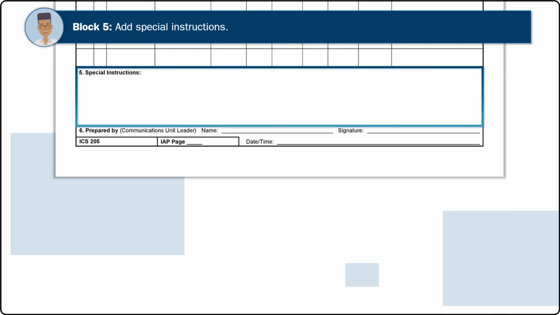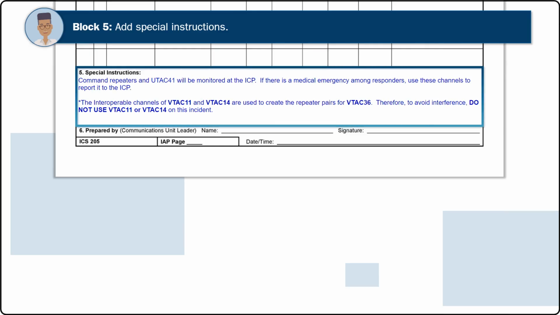In Block 5, always include emergency communication procedures, things like emergency channel and contact designations, and other things someone may need to know when operating the radio. This might be special instructions for security or directions on what to do if there's a responder casualty. It may also tell responders where to go if they have radio issues. In this example, we see special instructions about what channels should be used to report medical emergencies among responders.